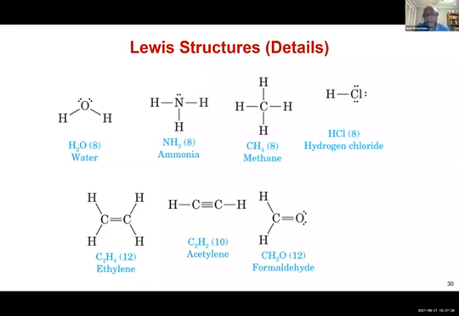In formaldehyde, there are 12 valence electrons. Carbon is 4, hydrogen is 1 from each, 2 plus 4 is 6. Oxygen has 6. 6 plus 6 becomes 12. 12 electrons divided by 2 is 6 pairs.